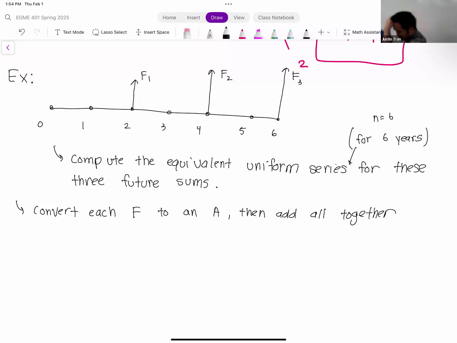Okay. So let's go from the right, actually. So let's start from the right and then go down. So let's start with F3. All right, so F3 here, this is actually our only standard conversion. Because we have F3 here, it's already occurring at year 6. And so to convert it to a uniform series with n equal to 6, we only need to do one conversion.